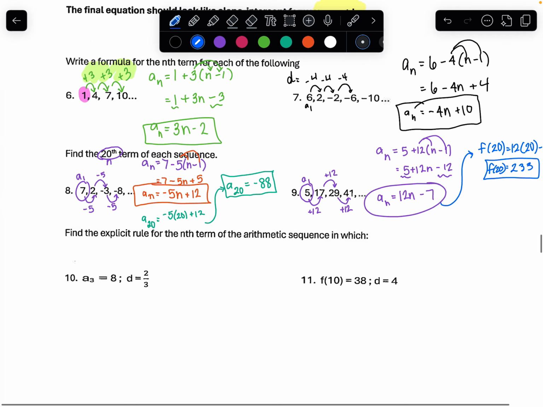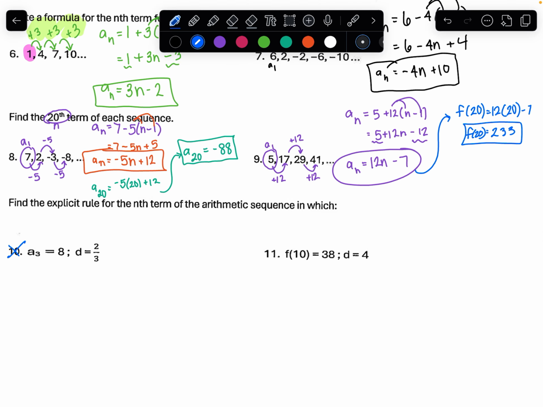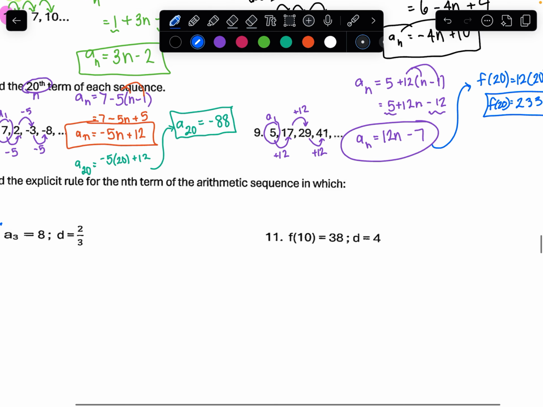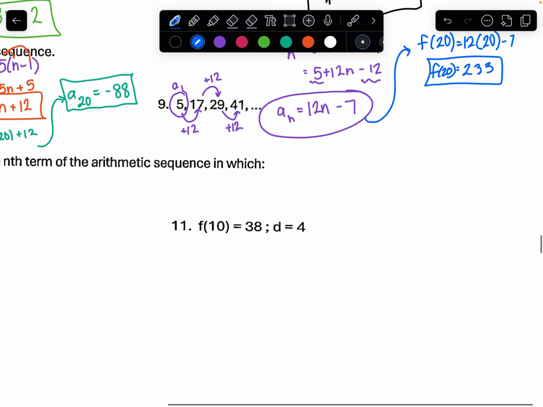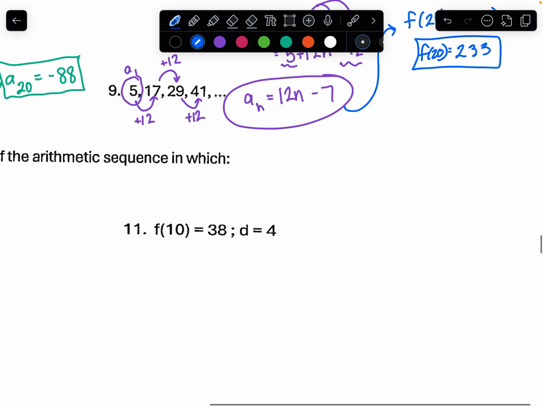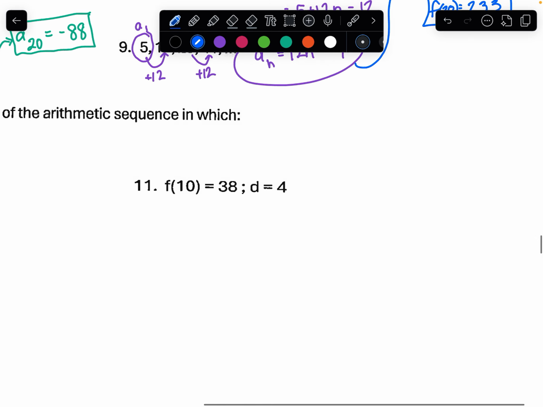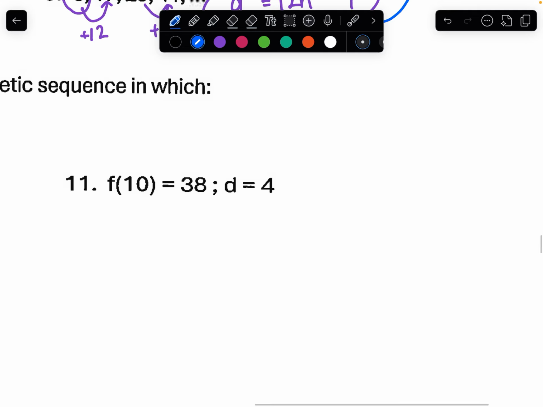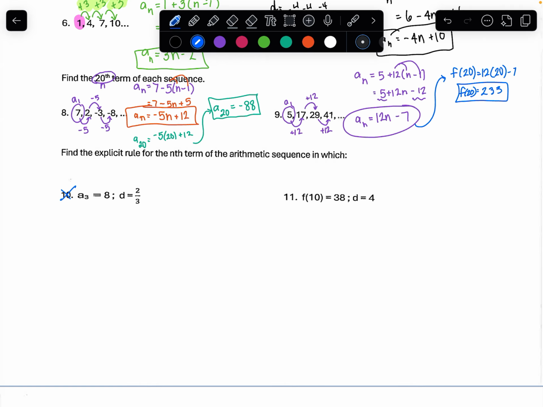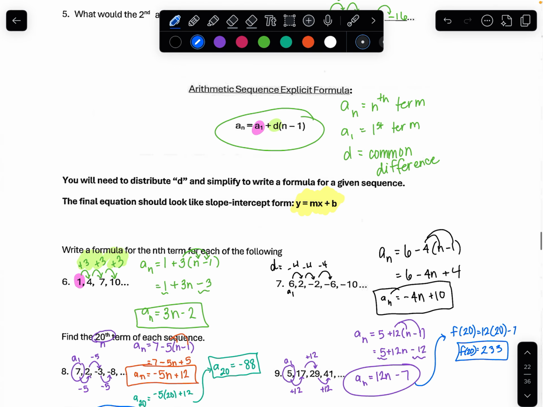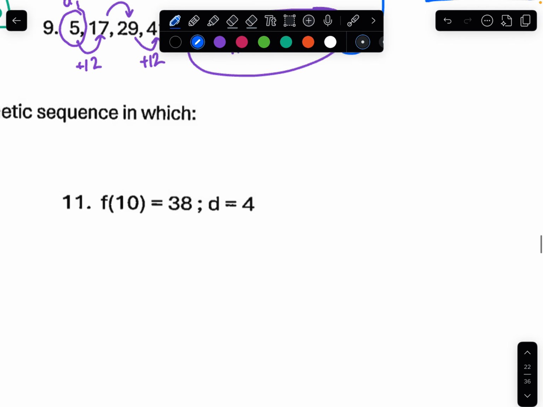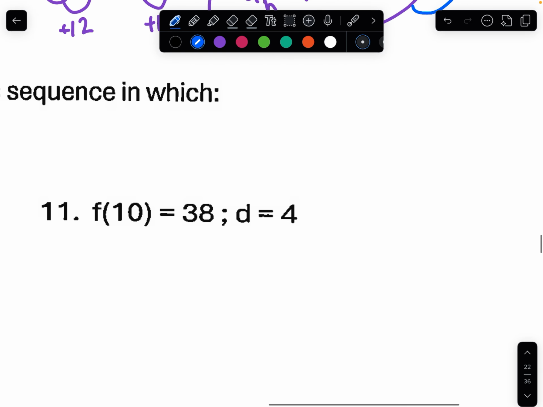For your notes, I'm going to cross out number 10 just because it gets a little difficult, but number 11 is really good. Now, there's a lot of ways that you can go about finding this problem. I'm going to show the algebraic side of it in this video right now. So first of all, directions: find the explicit rule for the nth term of the arithmetic sequence. So we're finding our explicit rule, which is right here. I'm just going to bring it down to help set it up.